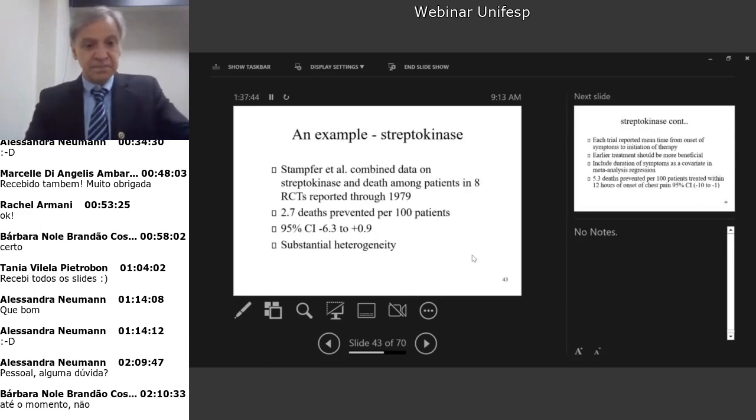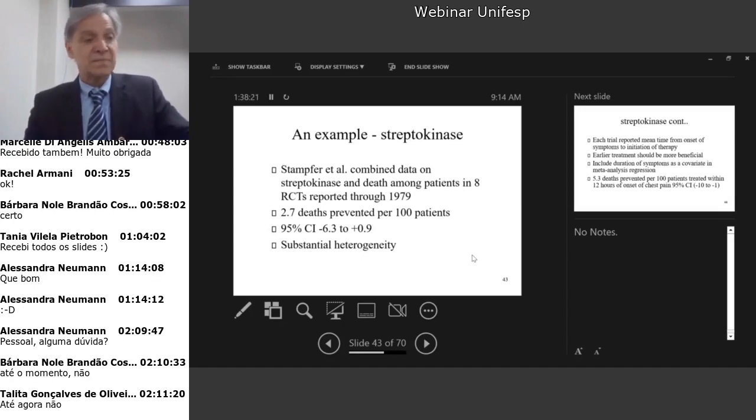Example, streptokinase, Stanford publication, 1979. They look at streptokinase treatment and death among patients across 8 RCTs through 1979. There are 2.7 deaths prevented per every 100 patients, with a confidence interval of -6.3 to 0.9. That means the interval includes the null hypothesis of no prevention, which is, remember folks, an attributable risk of 0, right? Because you're looking at attributable risk, how many deaths were prevented, okay?